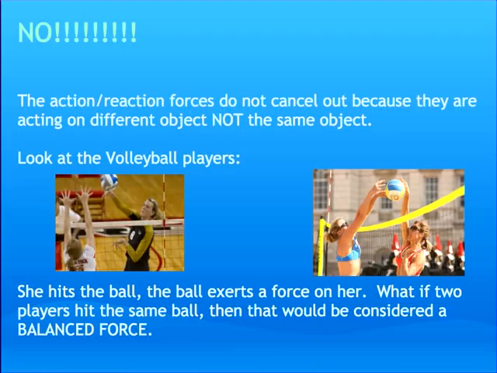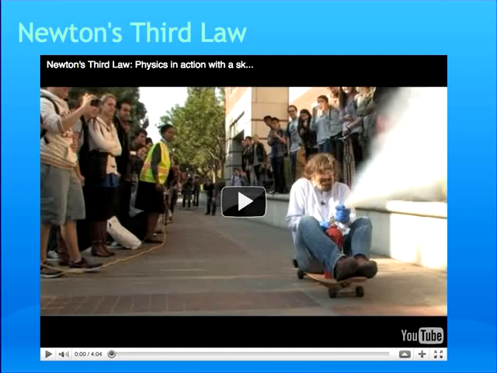Let's take a look at this example. Let's take a look at the volleyball players. Over here on the left, this lady is spiking this volleyball. That means that she is applying a force on the volleyball as the volleyball is applying a force onto her arm. In this case, it's a little different because both of these volleyball players are acting on this one volleyball. That means that this would be considered a balanced force. This would still be considered an unbalanced force.